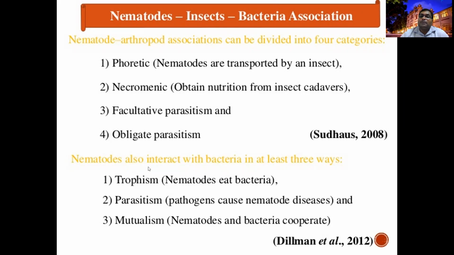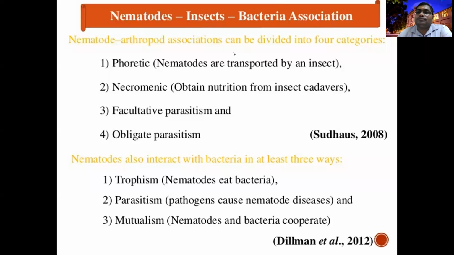These are terminologies. Nematodes also interact with bacteria in at least three ways. One is trophism: nematodes eat bacteria. Parasitism: pathogens cause nematode diseases. And mutualism: nematode and bacteria. These are the terminologies you should be very careful about. Now, why these nematode and arthropod associations are there, and how the nematode and bacterial associations are there.